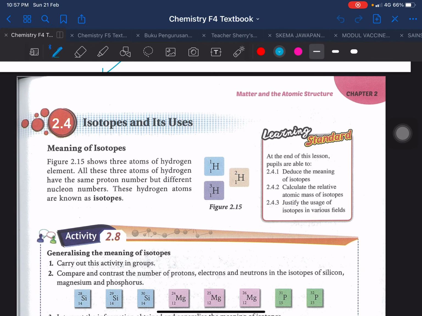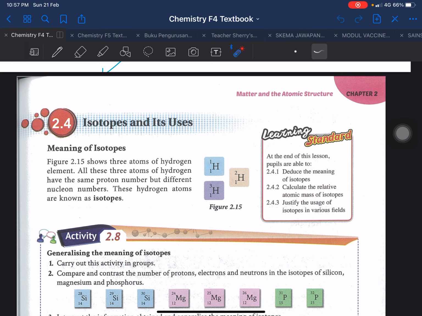Hello class, today we are going to learn subtopic 2.4 in your textbook. We are still in chapter 2. Our topic today is isotopes and its uses. At the end of this lesson, you are able to deduce the meaning of isotope, calculate the relative atomic mass (RAM) of isotope, and justify the usage of isotopes in various fields.